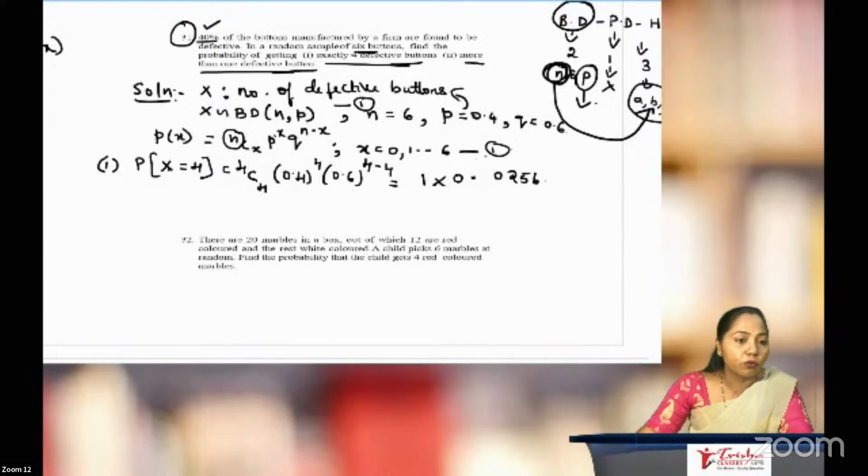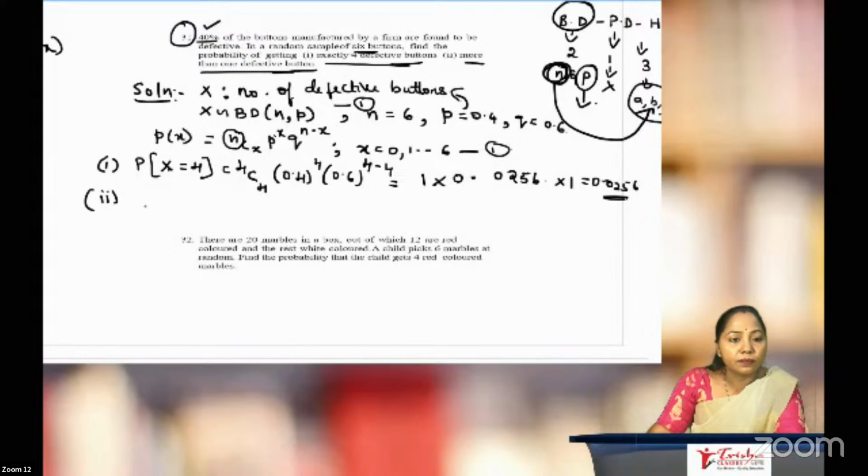Otherwise, it is 0.4 into 0.4 into 0.4 into 0.4. 4 minus 4 is 0, 0.6 power 0. Any number to the power 0 is always 1. So your probability is 0.0256 for exactly 4 defective buttons.